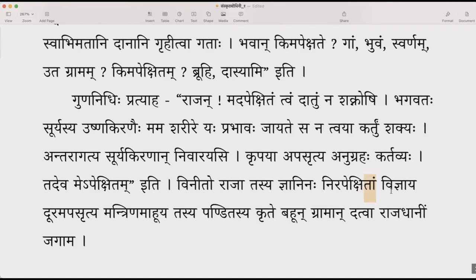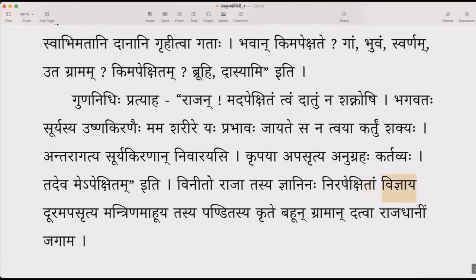So, nirapekshitam vigyanam. Sorry? Is it equal to vairagyam, ma'am? Nirapekshitam? Vairagyam means no attachment. This means there is no expectation. That is in this case. Yes. This king has a quality of having no expectation at all. The king understands that. It's very specific in this relationship between the king and the jnani. Okay.